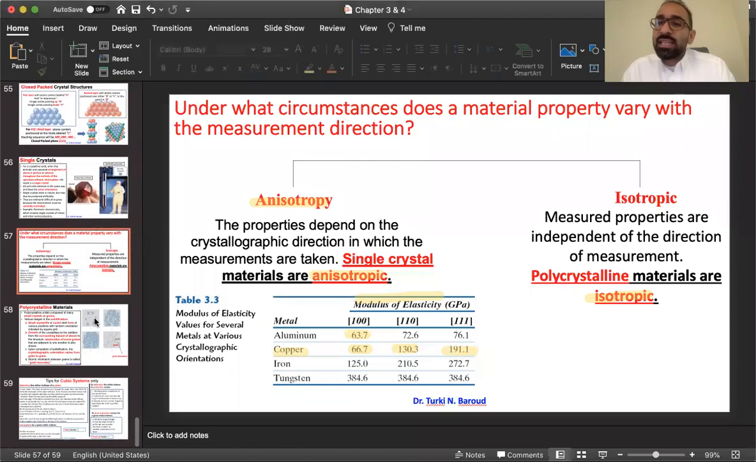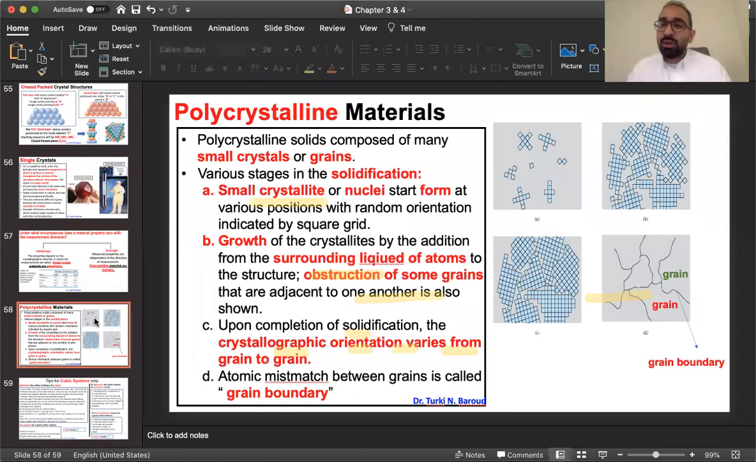If you watch what's happening during the solidification process of a material, you start with a liquid, and you want to solidify that liquid. You transfer it from liquid phase to solid phase. So the gray color here is representing the liquid phase, and the blue one is representing the crystal that starts to form. Now, what do you notice here?